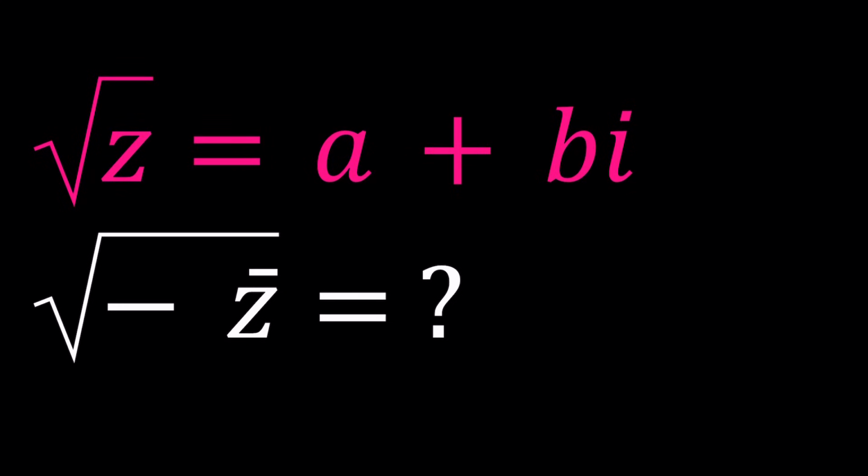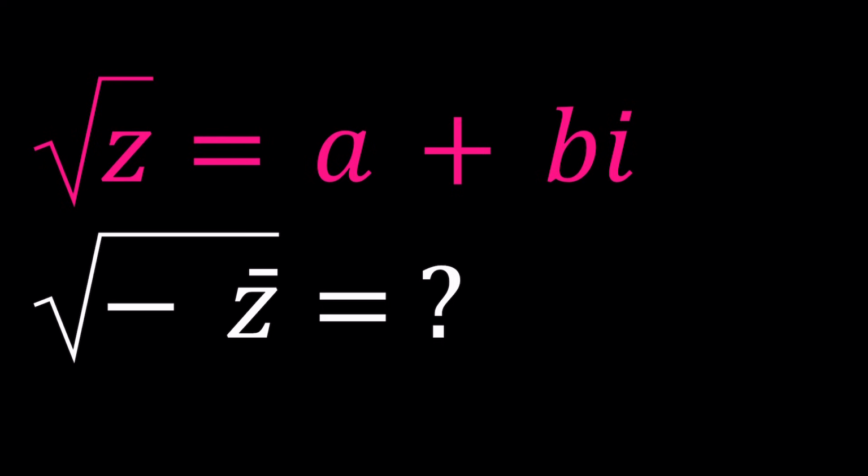This channel is all about complex numbers, and in this video we're going to be solving an interesting problem. We have the square root of z equals a plus bi, where a and b are real numbers and i is the square root of -1, or i squared equals -1 is another way to look at it. And we're trying to find the square root of negative z bar, which is the opposite of the complex conjugate of z. Of course, our answer is going to be in terms of a and b, and from the given, we're going to try to find the answer.